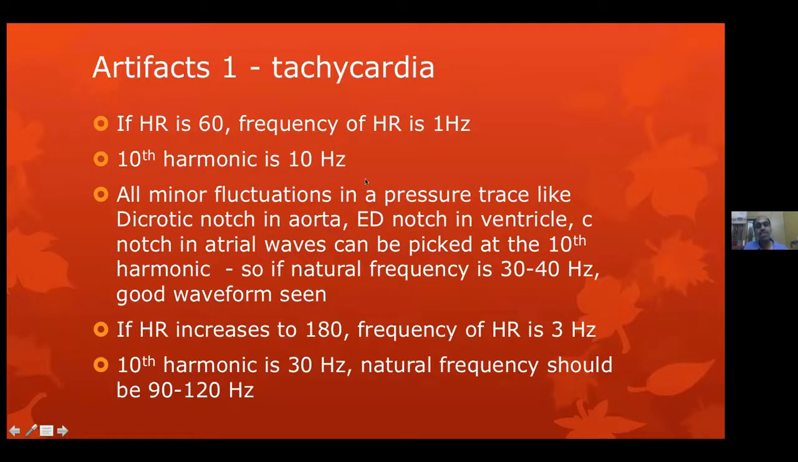Let us assume that the heart rate goes to 120, my natural frequency needs to be 60 to 80, and that is the normal Cath lab transducer's natural frequency. Suddenly, if the heart rate increases to 180, the frequency of the heart rate is now 3 Hertz, 10th harmonic is 30 Hertz. The natural frequency needs to be 90 to 120, and we don't have a transducer. So automatically there is a deterioration. So the first artifact is rapid tachycardia, very common.